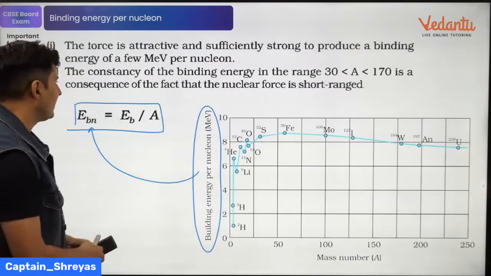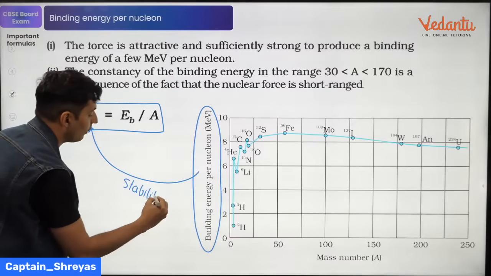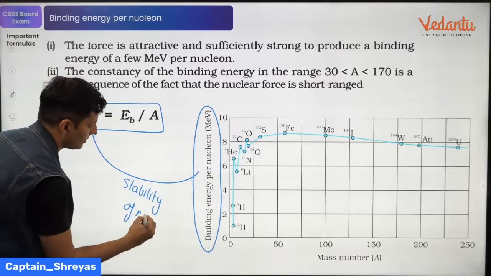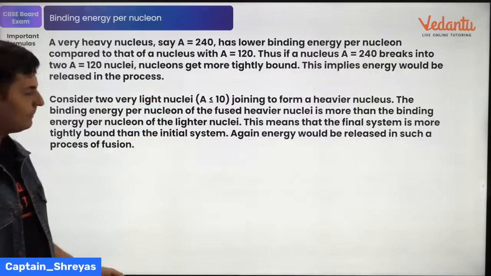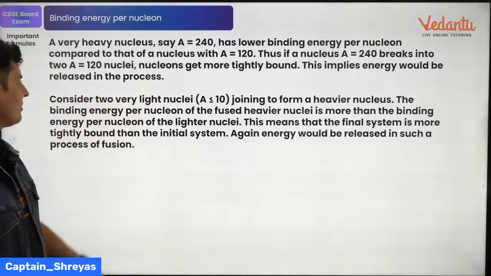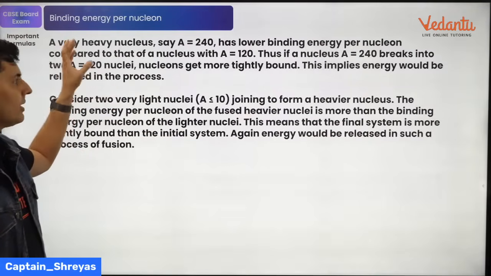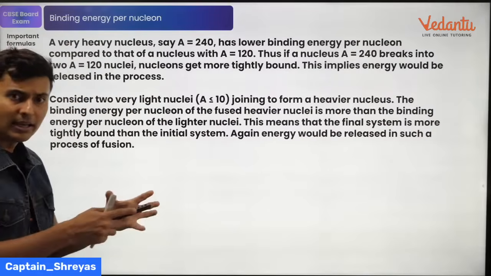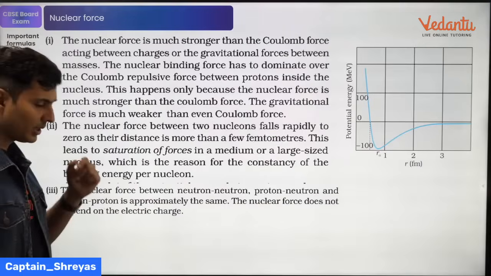So this always tells you about the stability. Stability of whom? Of the nucleus. Keep this in mind. Everyone? Okay. So I have mentioned that over here as well. So a heavy nucleus tries to disintegrate. A lighter nucleus tries to integrate itself and form a heavier nucleus. This is also very important.